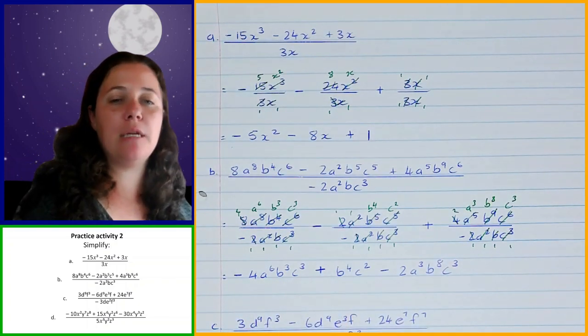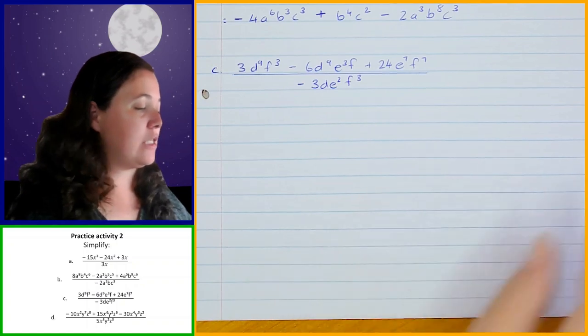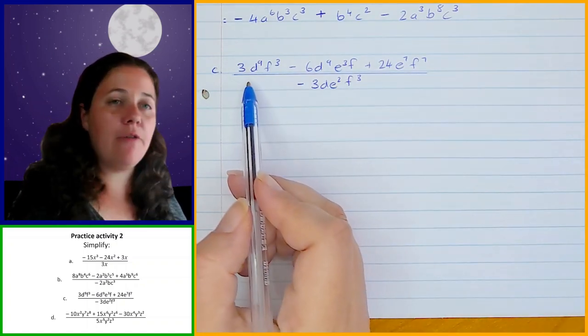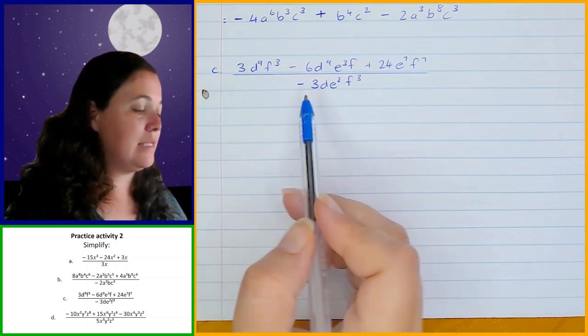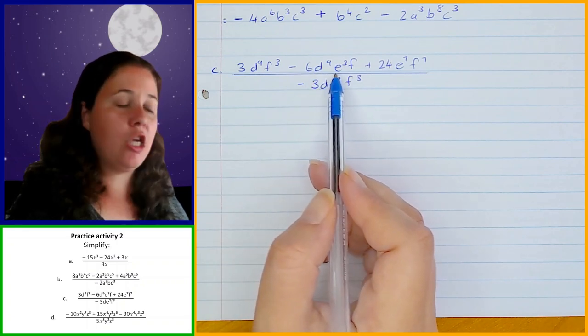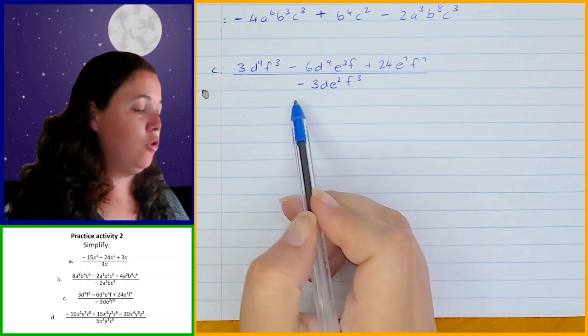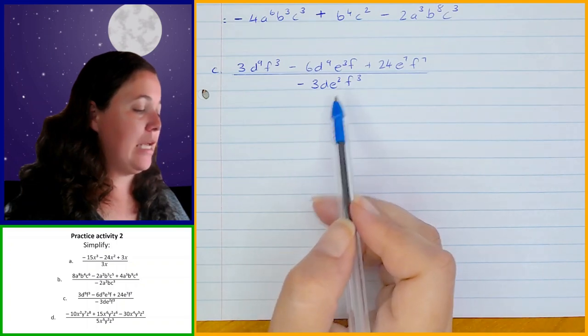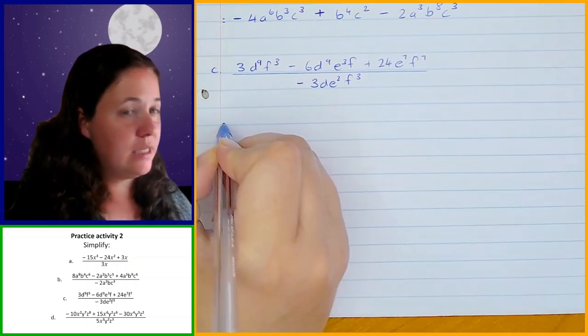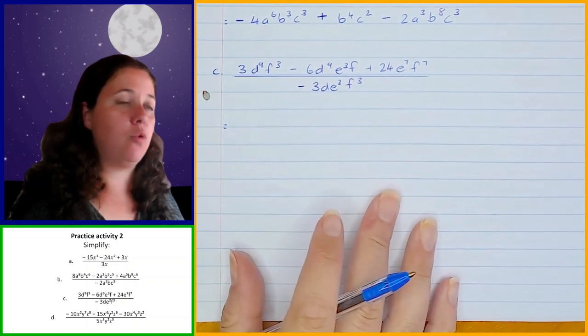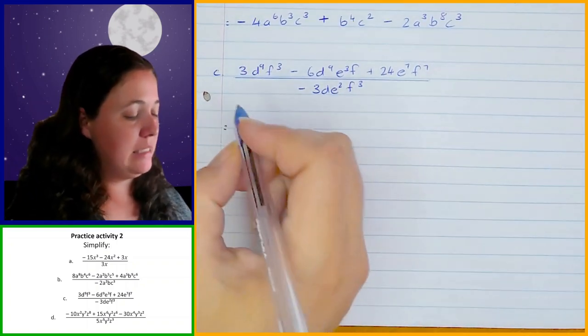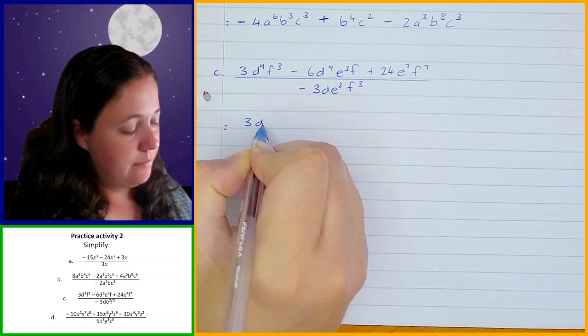Right, then question C, we've got 3d to the power of 9, f to the power of 3, minus 6d to the power of 9, e cubed, f, plus 24e to the power of 7, f to the power of 7, all over negative 3d, e squared, f cubed. Okay, so first, we're going to split it up like normal. And that gives us this over here.